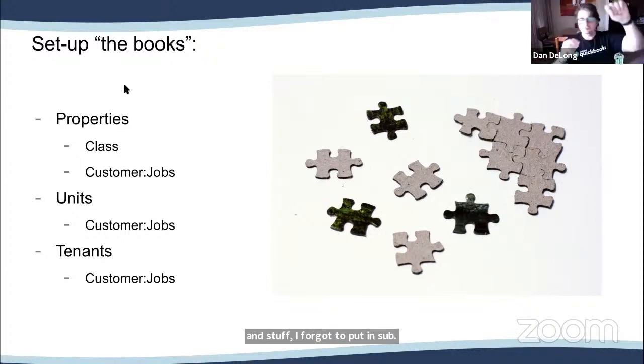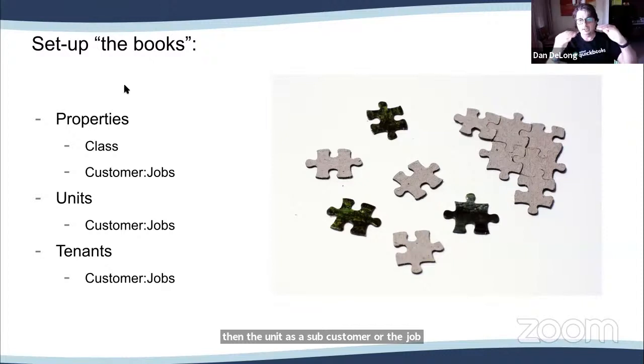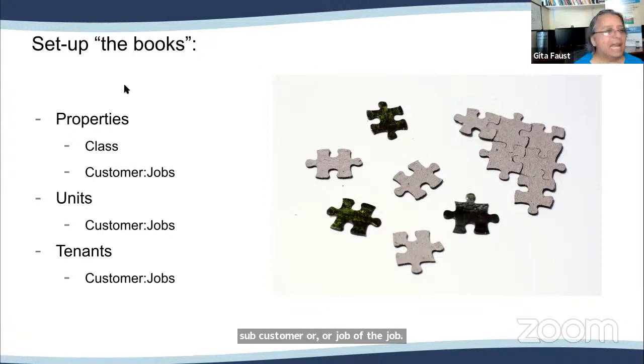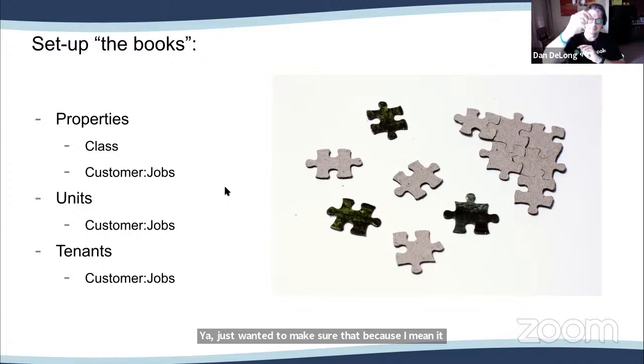Gotcha. So you create the property as a parent, right? And then the unit as a sub customer or the job of the property, and then the tenant would be the sub customer or job of the job. Yeah. Depending on if you're in Desktop or Online. Yeah, if we can change that, Dan, that would be great. Good catch. Sure. I just wanted to make sure, because if we do the tenants before the unit, but your recommendation is the property, then the sub is the unit, and then the sub of that is the tenant. Yeah. Got it.